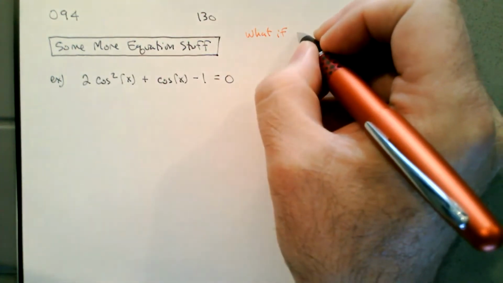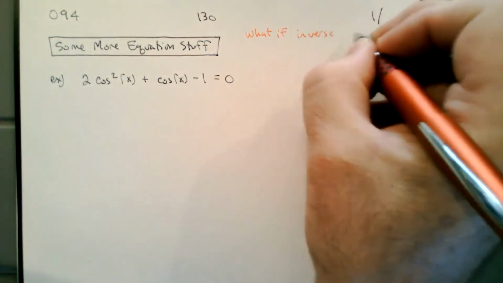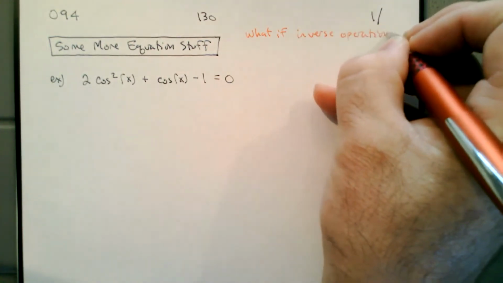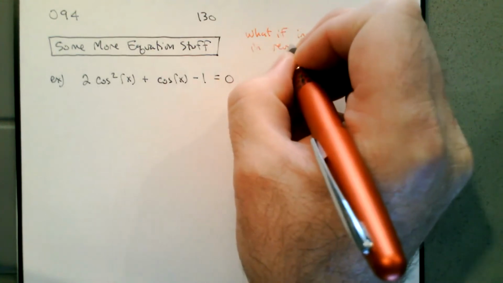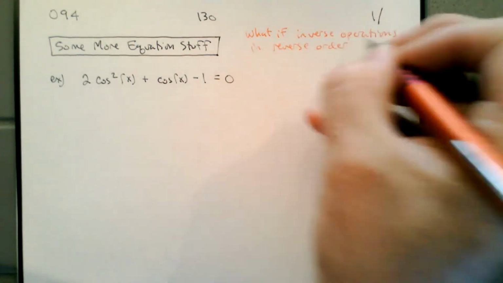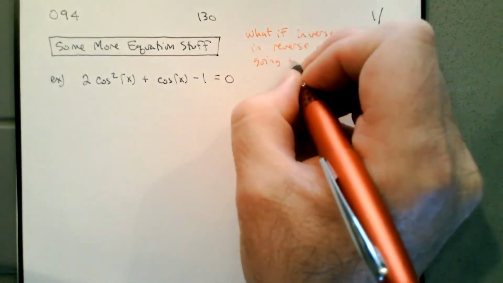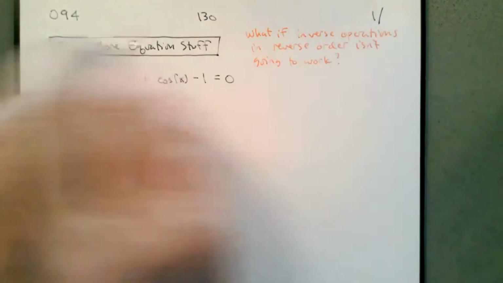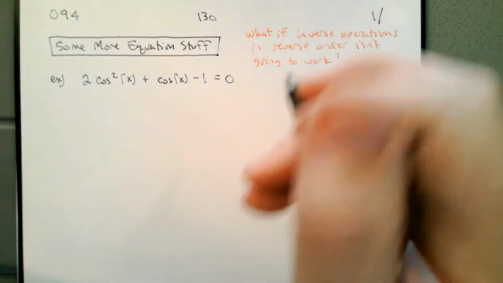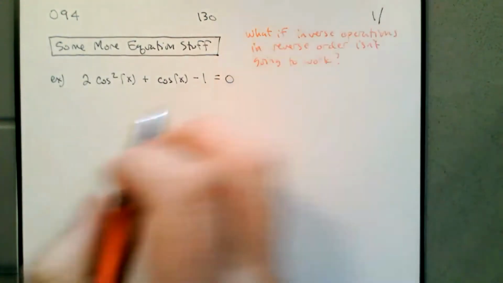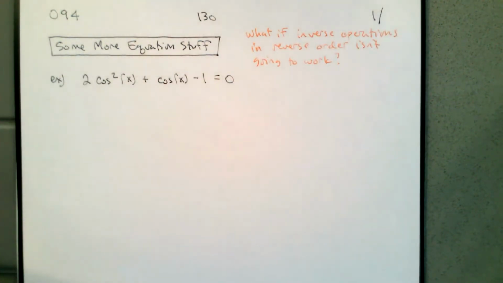So what if inverse operations in reverse order isn't going to work? One of the ways that inverse operations in reverse order isn't going to work is that the variable appears more than once. In this case, the variable is appearing more than once in a quadratic, so that's a little bit cheating on my part. We could write this so that the variable appears only once. Maybe we should, but for right now, we're just going to take this as an example.